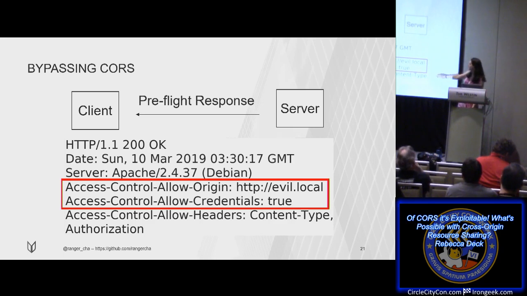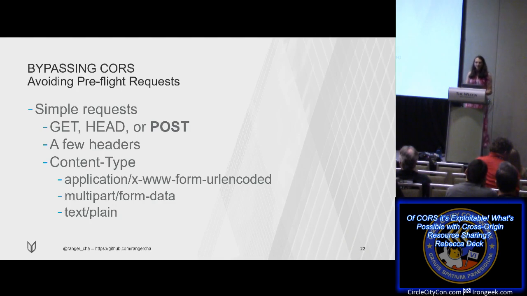But here it is. So the server responds, yes, 200, everything's okay. Allow evil.local, allow credentials, and then we also set the content type headers, allow headers for Content-Type and Authorization. So that's the server response from that previous bad snippet of PHP code.